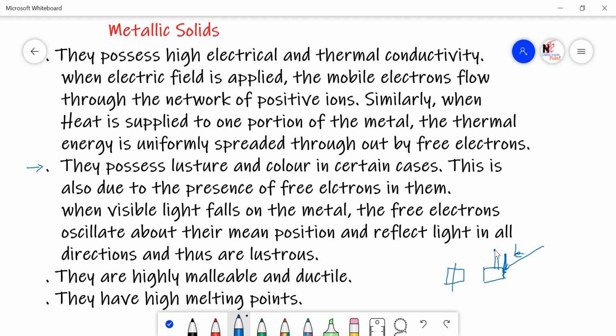So due to the oscillation of these electrons between higher and lower energy states, when they go to the higher energy state, they absorb the energy, and when they come back to the lower energy state, they release the energy. So due to these oscillations, it looks like they are glittering, or they are called lustrous.